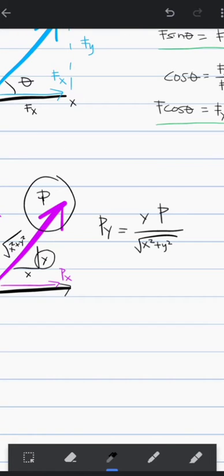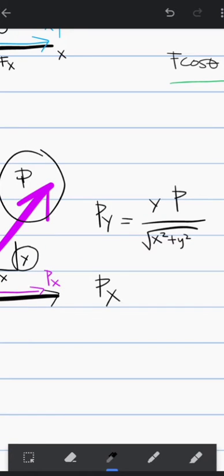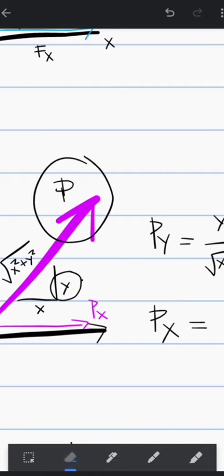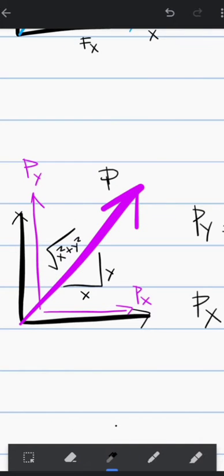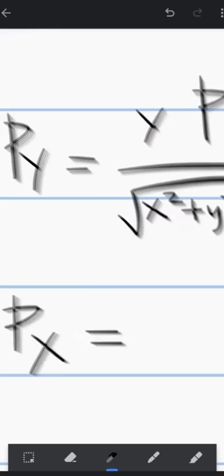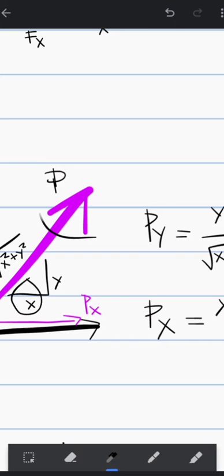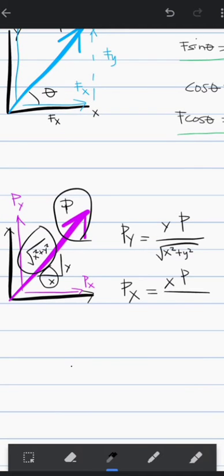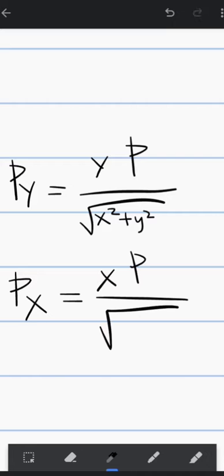Alright? Then for p of x, we now use the horizontal side. So this, the run, so that's x, times again the magnitude all over the hypotenuse.